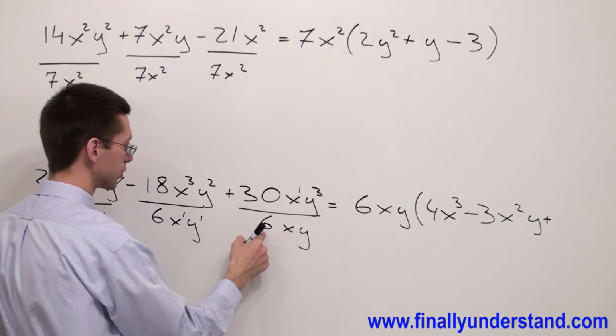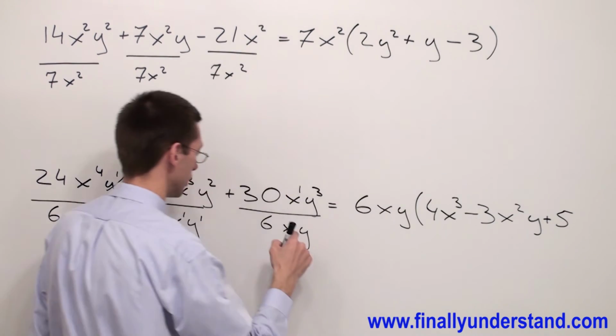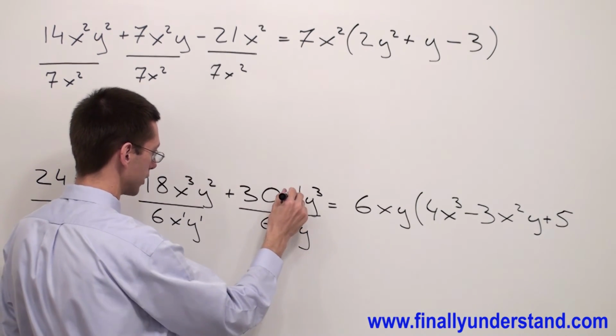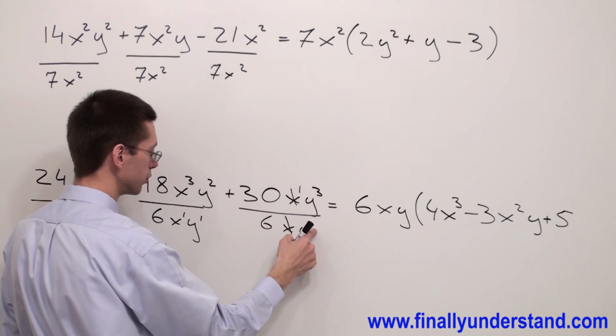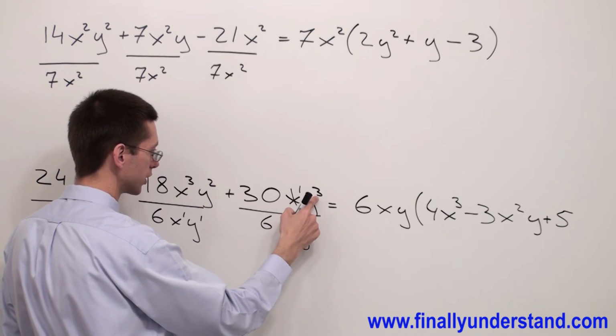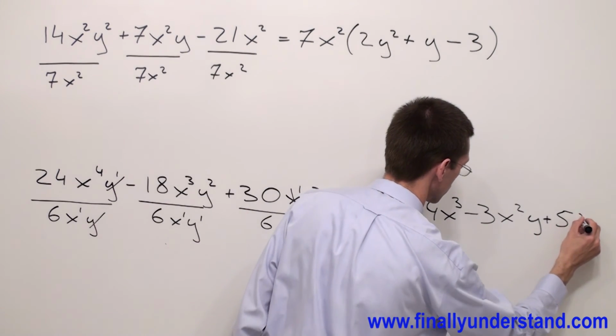30 divided by 6 is 5. X divided by x is 1. They cancel out each other. Y to the third divided by y to the first. Keep the base and subtract the exponents. 3 minus 1 is 2. This is y to the second power.